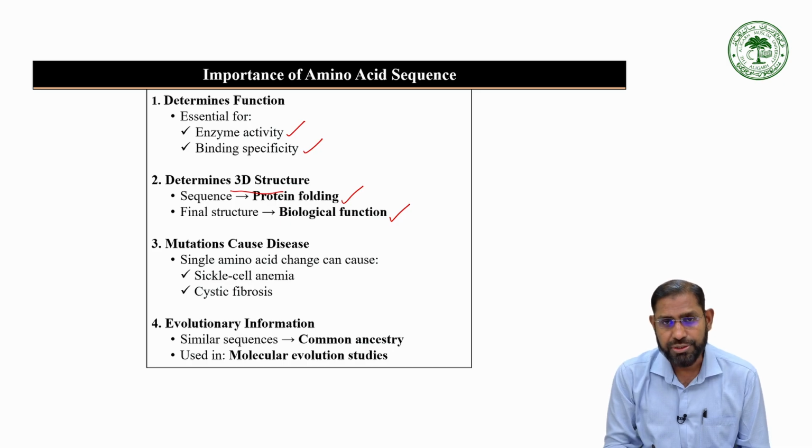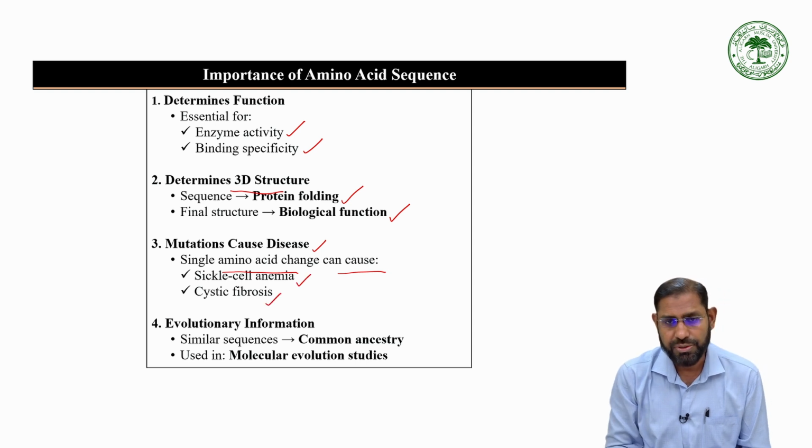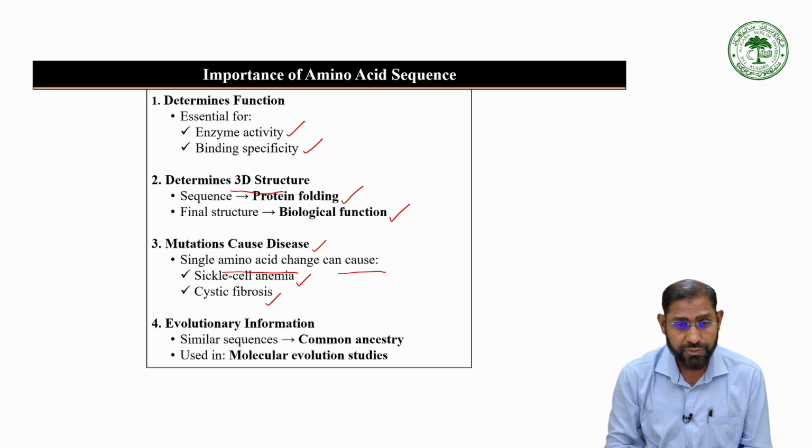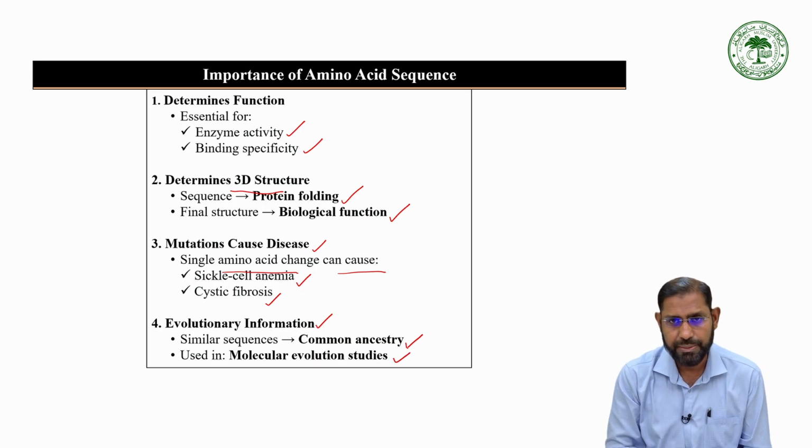And also there are mutations. When changes happen in the DNA sequence, the protein is also going to change. Mutations cause disease; single amino acid changes can cause diseases like sickle cell anemia. Cystic fibrosis is also a disease caused by a change. This is also very important for evolutionary information. Similar sequences give common ancestry and are used for molecular evolution studies, if the proteins have similar sequences.